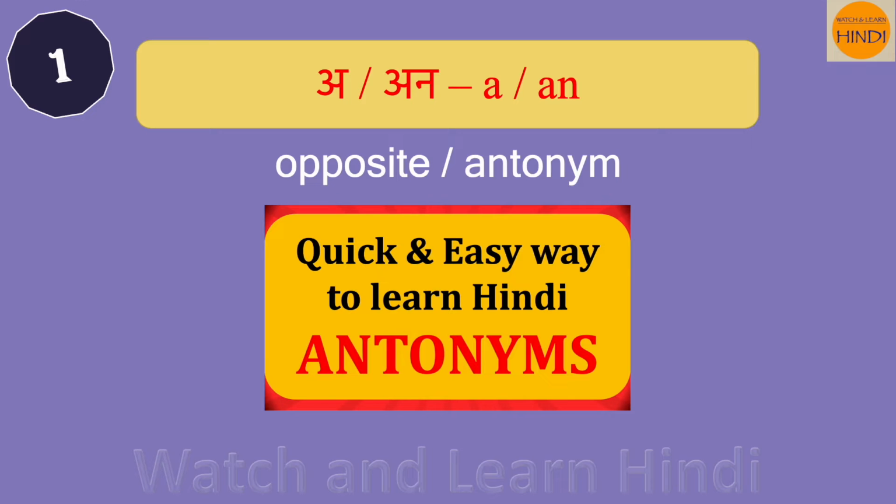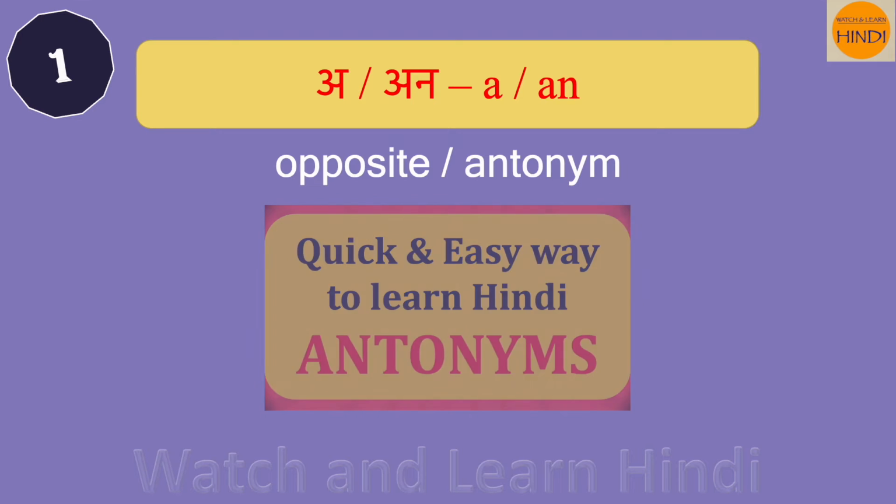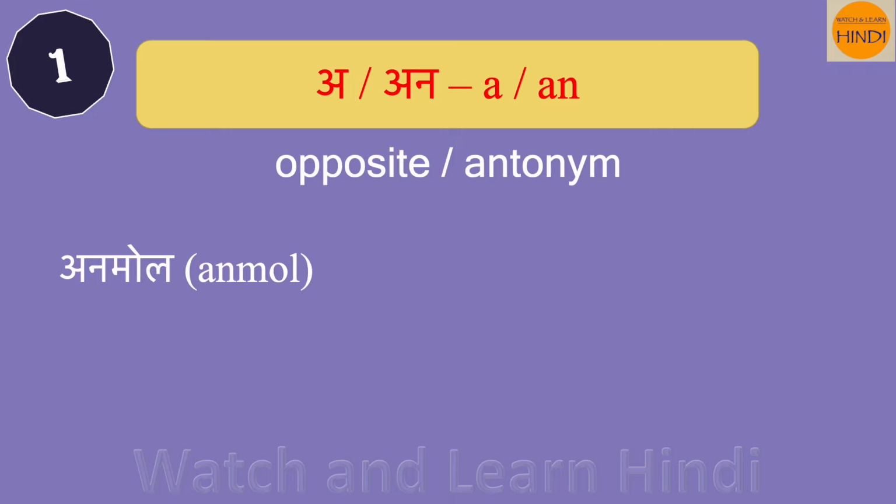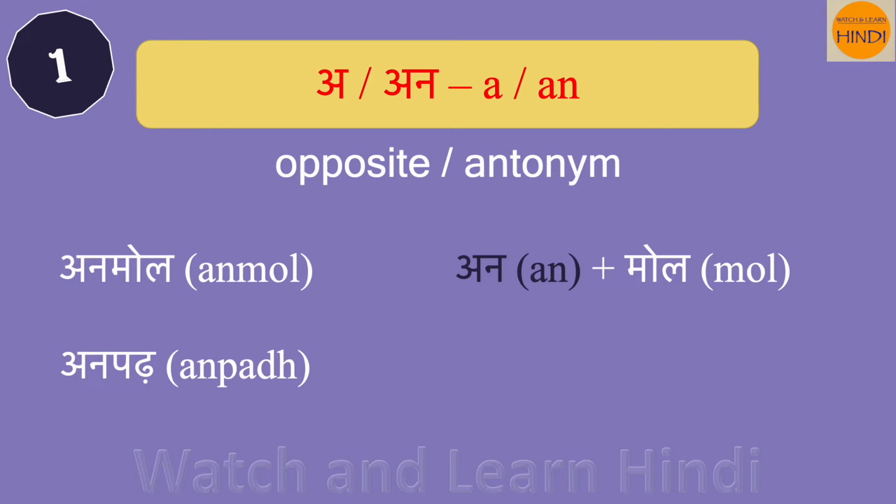Now examples of the words with upsarg un are anmol, which is un plus mol. Mol means price, anmol is priceless. Unpad is un plus pad. Pad is study or read, and unpad refers to somebody who cannot read, or in other words, illiterate.